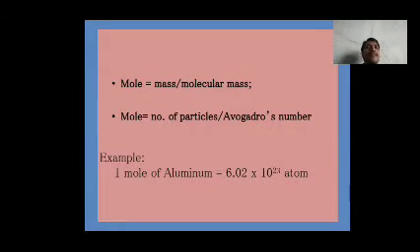Mole, that is equal mass or molecular mass. Number of particles, Avogadro number. Example, 1 mole of aluminum is equal to 6.02 into 10 to the power 23 atoms.